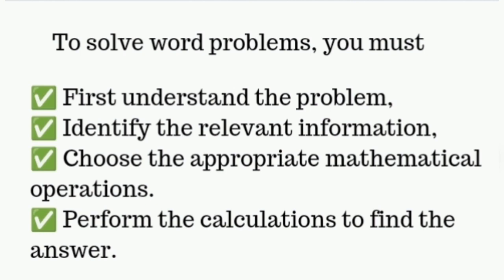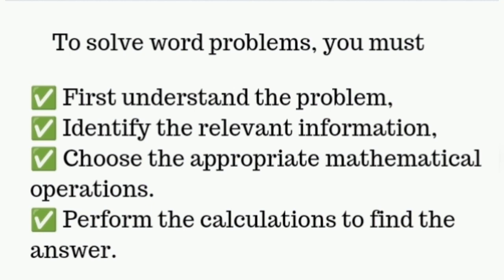Once the problem is understood, the next step is identify the relevant information. Look out for the pieces of information that are available. Next, choose the appropriate mathematical operation. Talking about mathematical operation, it can be addition, subtraction, division, multiplication, squares, square roots, etc. Next is perform the calculations to find the answer. So the first step is understand the problem. The next is identify the relevant information, choose the appropriate mathematical operations, and then finally solve the problem.